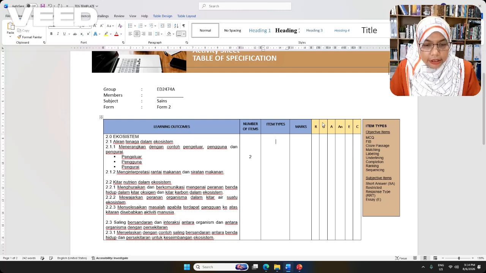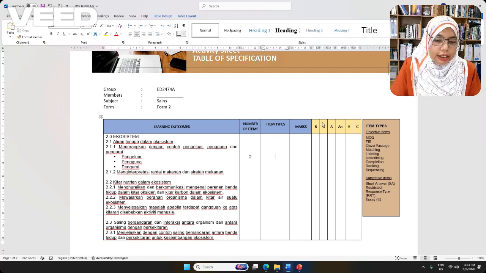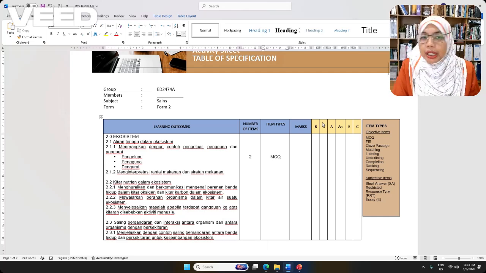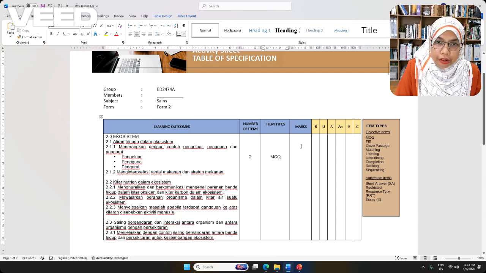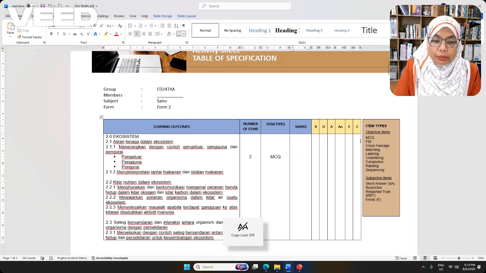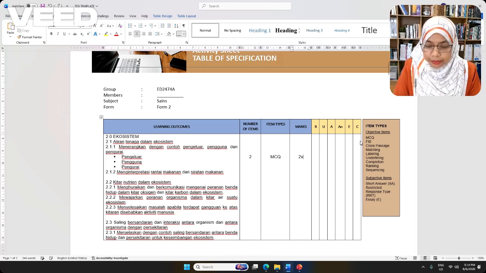Say for example, of the entire task, I want two items that measure pengeluar. For these two items, what would be the item type? Say, for example, for both of the questions, I want them to be in multiple choice item format. Because they are of similar item type, the marks should be the same. So it should be 1 mark for each multiple choice. So I have two.